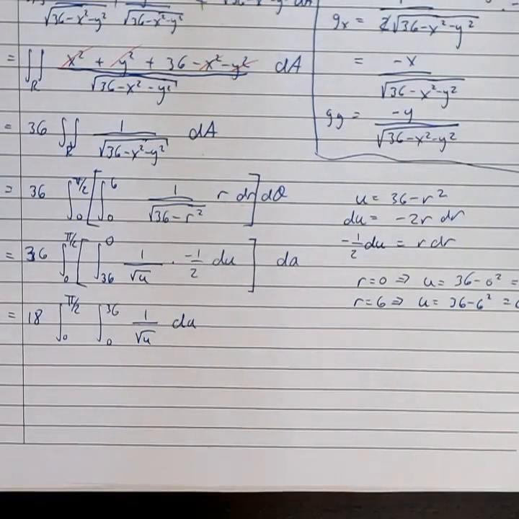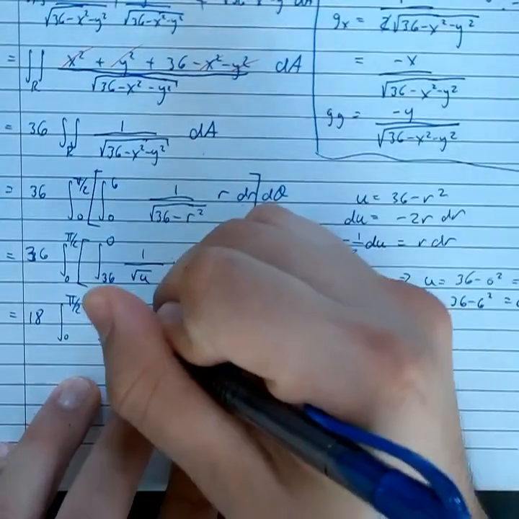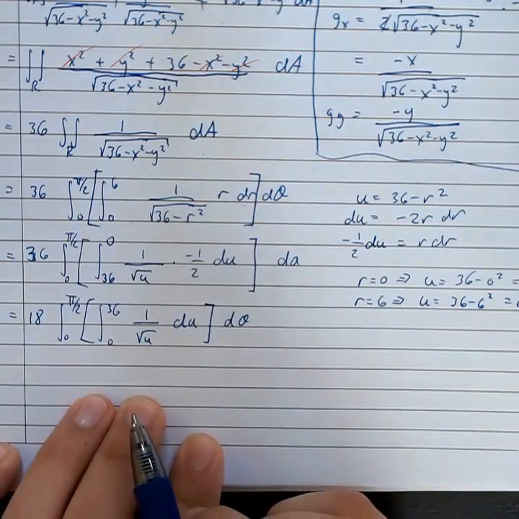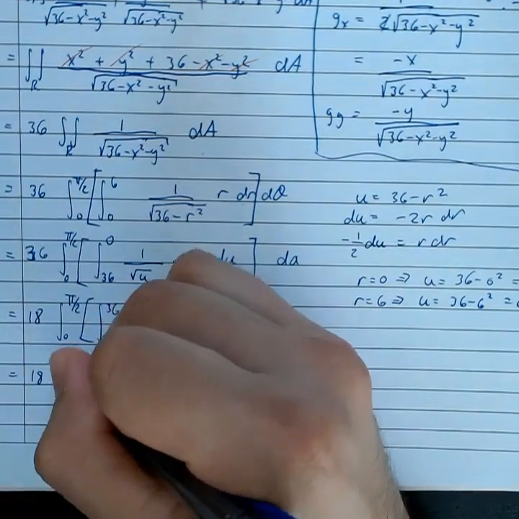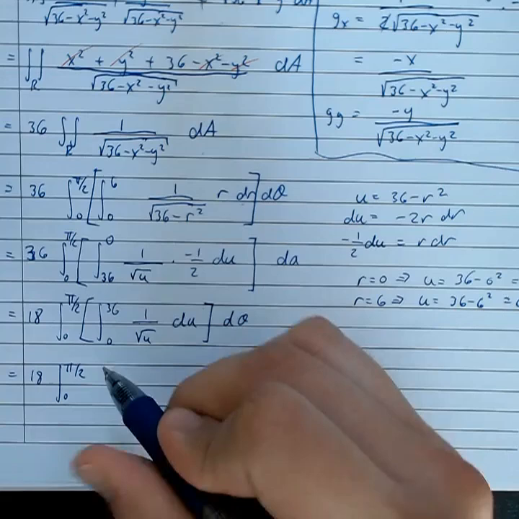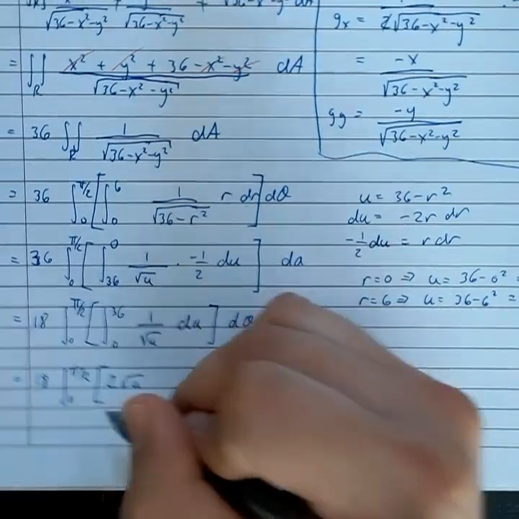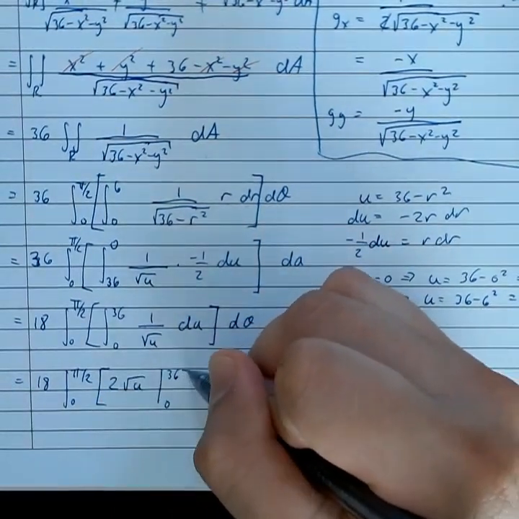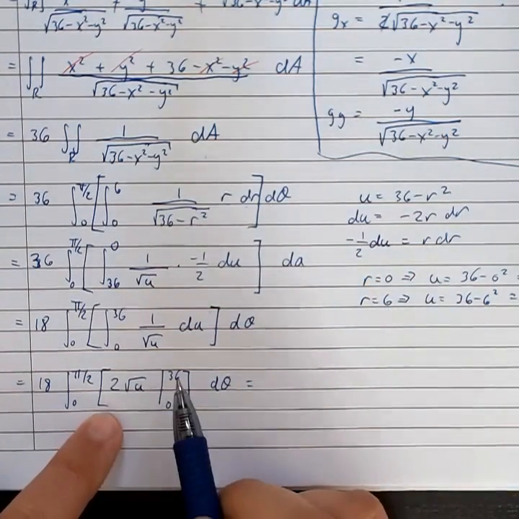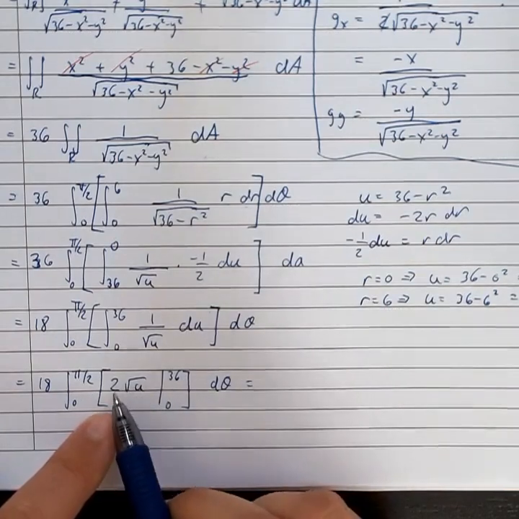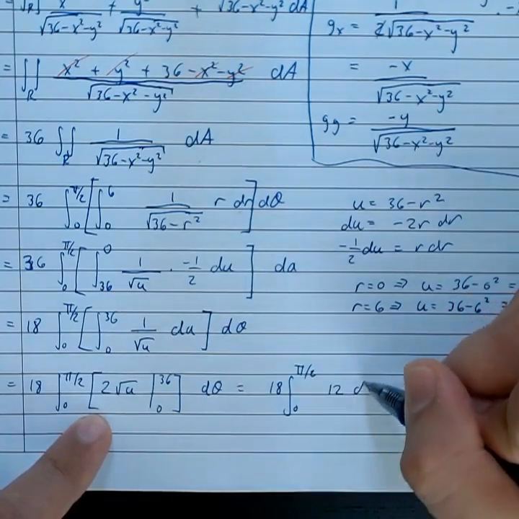The integral with respect to u, I forgot my d theta here, didn't I? There we go. The integral with respect to u of 1 over root u, or in other words, the integral of u to the minus 1/2 is going to be, what would that be? 2 square root of u. And that's evaluated from 0 up to 36 d theta. Here, if I plug in 0, the square root of 0 is 0, so I don't care about that. But 36, square root is 6, times 2 is 12. So this will give me 18, the integral from 0 to pi over 2 of 12 d theta.